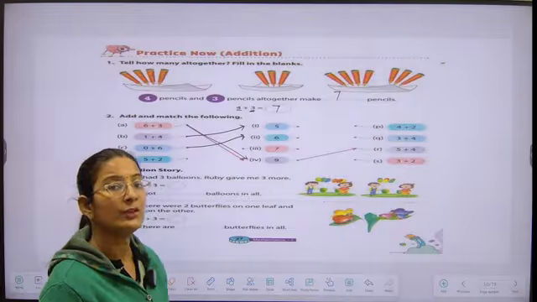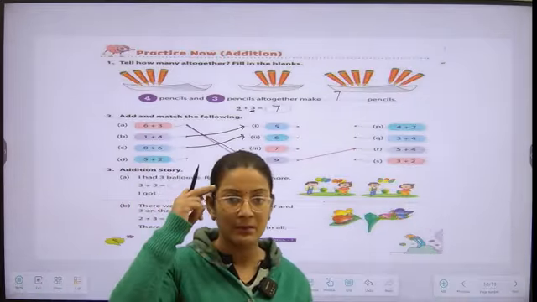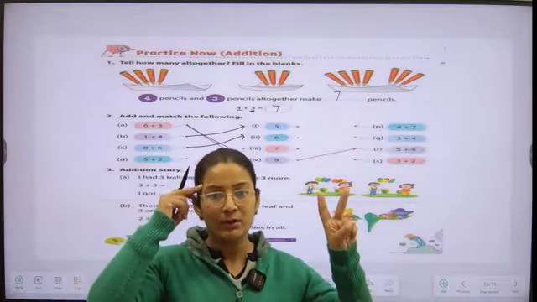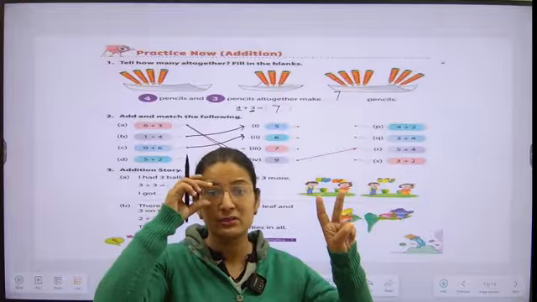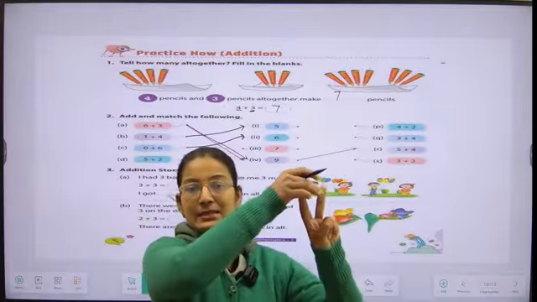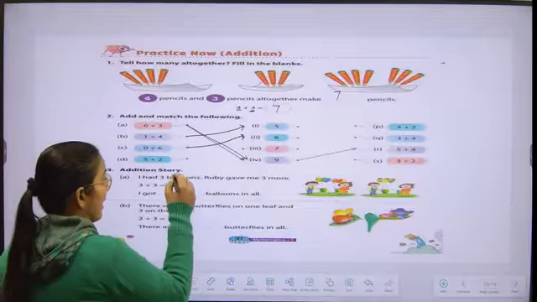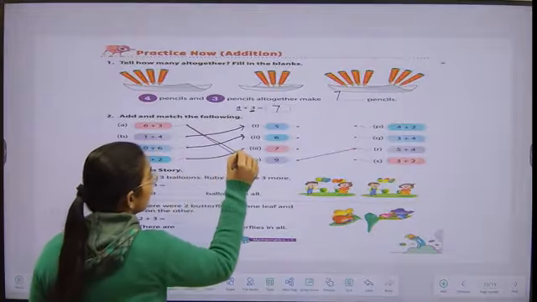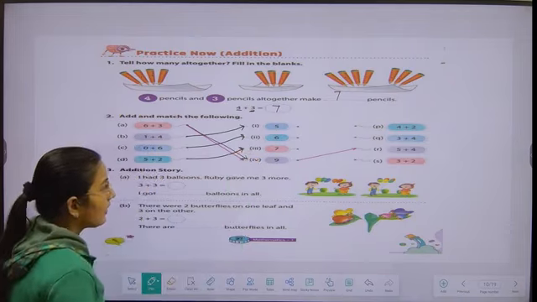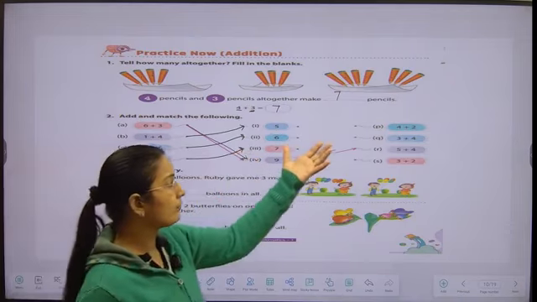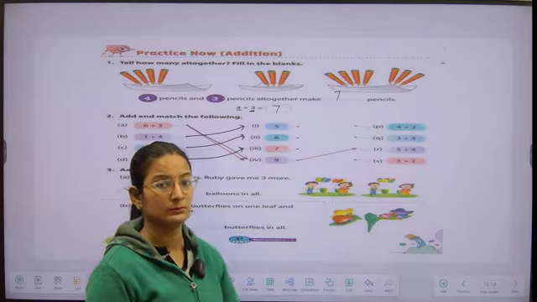What we have to do? We have to keep the bigger number in our mind and the smaller number on our fingers. Let's start addition. 5, 6, 7. What I'm getting? 7. So we have to match it with 7 just like this. After doing this, we have to move to the next column.